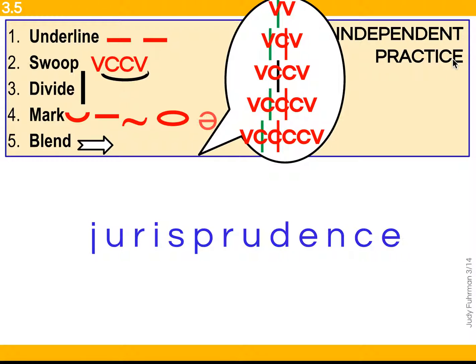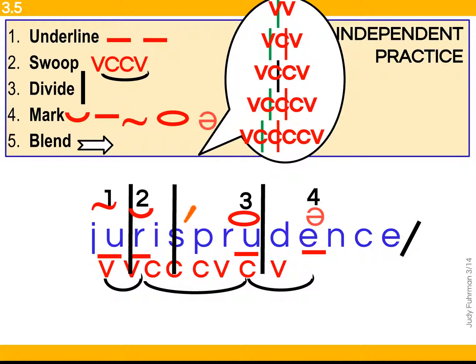Okay, you've probably worked this problem now. We're breaking it up. So this is actually going to be between the U and the R. This is an R controlled. So jurisprudence. So make sure you have that.